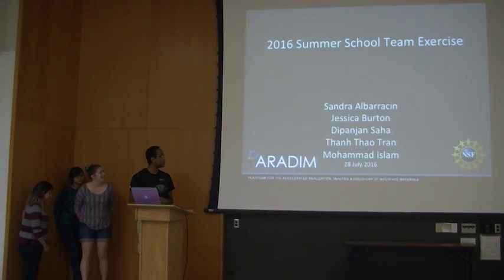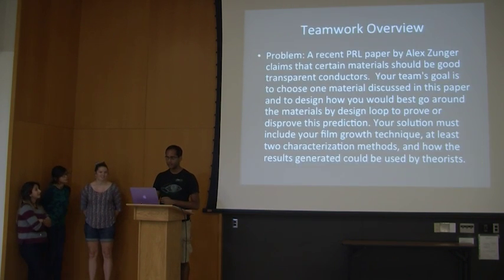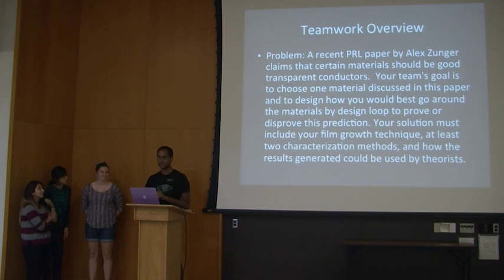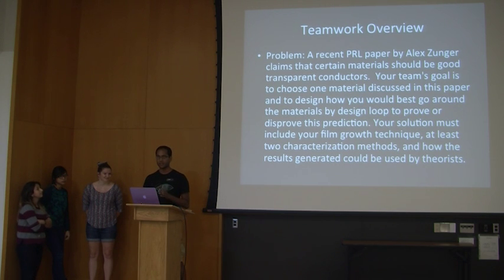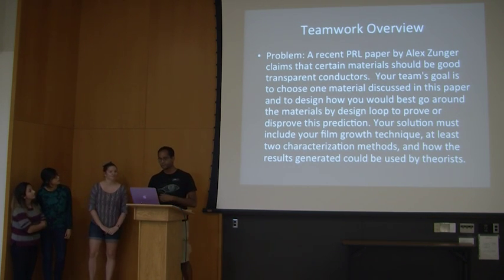Hey everyone, we're going to be presenting our choice of silver aluminum oxide. Now the challenge was to find, using the Zunger paper, a material that would be electrically conductive and transparent. So before we even selected our material, we thought about going more of a device-oriented selection method. So what would be most attractive to a company like Intel or whatever device manufacturer?